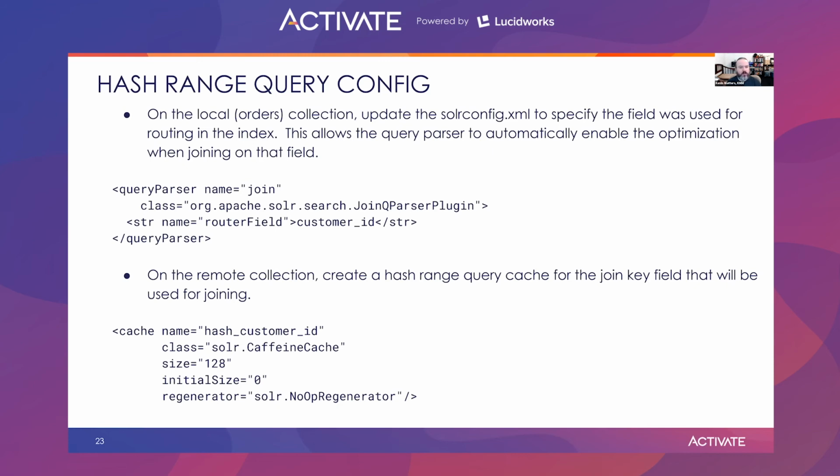On the local collection that you're searching against, just as some syntactic sugar, you can override the default definition of the join query parser and specify the field that your documents are routed by in your local collection. In our case, that's the customer ID field. And what this means is that at query time, when you run a search, if you are doing a join on the customer ID field, the query parser will be smart enough to enable this routed equals true optimization for you.